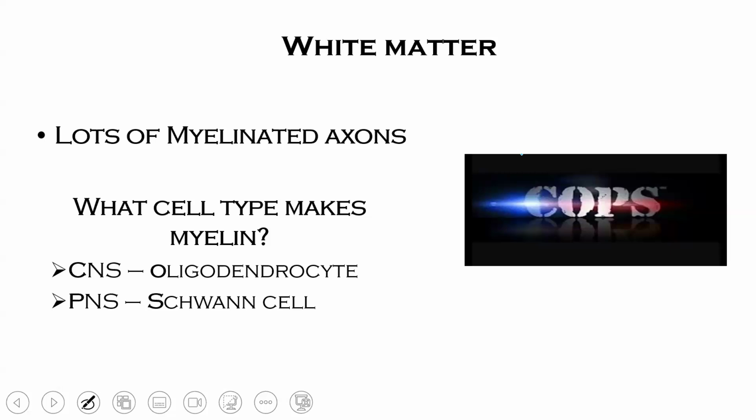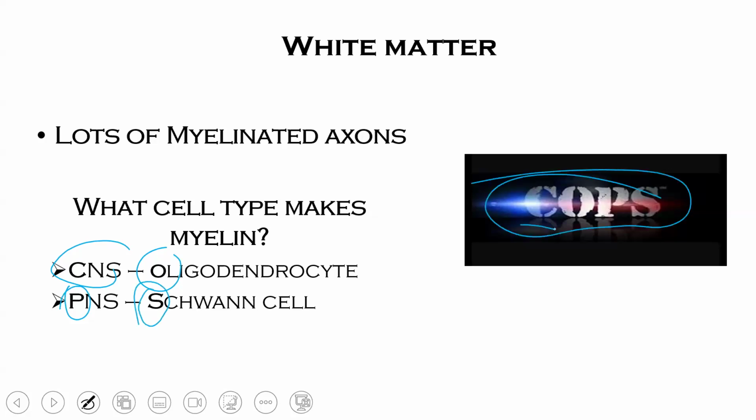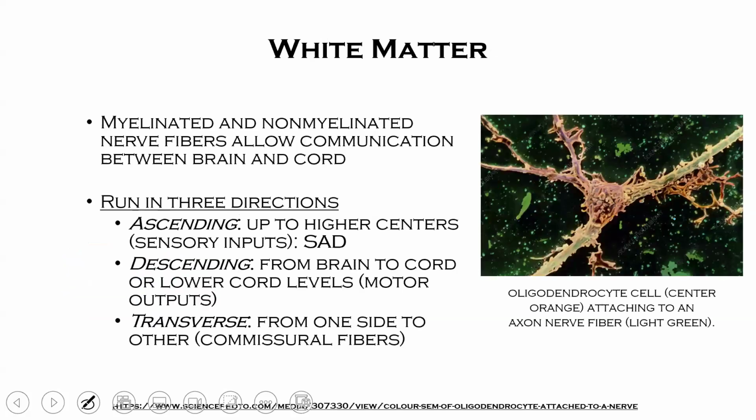Now, what makes white matter white? That's myelin. What makes myelin? Myelin in the central nervous system, remember, that's the oligodendrocytes. In the peripheral nervous system, it's Schwann cells. So we use this mnemonic: central oligodendrocytes, peripheral Schwann cells. And we saw this picture before, this oligodendrocyte cell here attaching to the axon nerve fiber in light green over here. And we're looking at the myelinated and non-myelinated nerve fibers, allowing for communication between our brain and our cord.